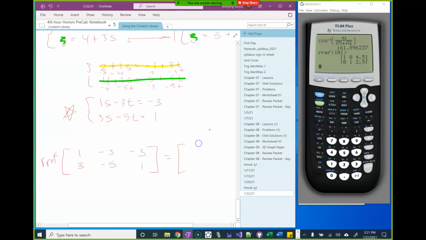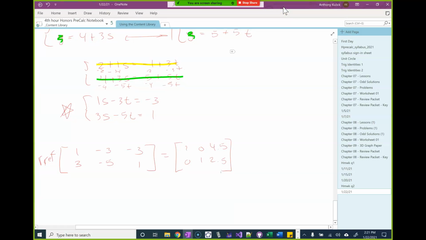Now this matrix that I have tells me my answers for S and T. So this says 1S plus 0T is equal to 4.5, i.e. just S is 4.5. And then 0S plus 1T is equal to 2.5, i.e. T is equal to 2.5. So then to get my value for X or Y, I know X is equal to 2 plus 1S. So 2 plus 1 times 4.5.